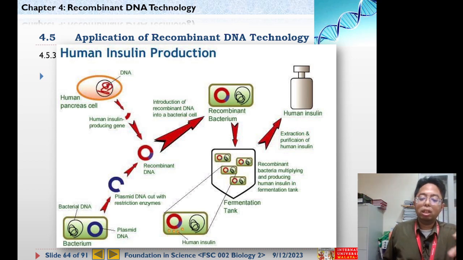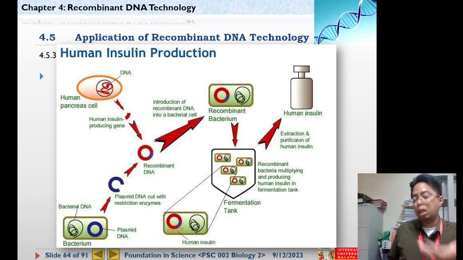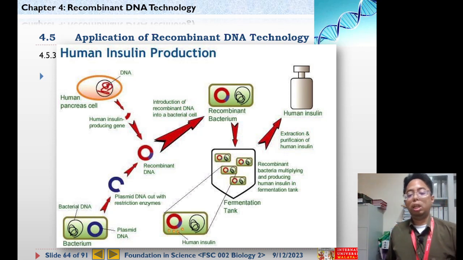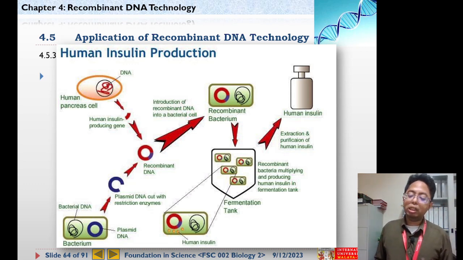So first things first, the gene for insulin must be taken. Where from? From the pancreas, because the pancreas creates insulin. Take that gene, put it into a plasmid, and put it into a bacterium. So this bacterium now has the ability to create insulin, even though they are not born with that ability. When they multiply, they can create more and more insulin in the fermentation tank. So what we do as humans is just harvest it. In this creation of insulin by bacteria, there's no involvement of any animals at all, just humans and bacteria.